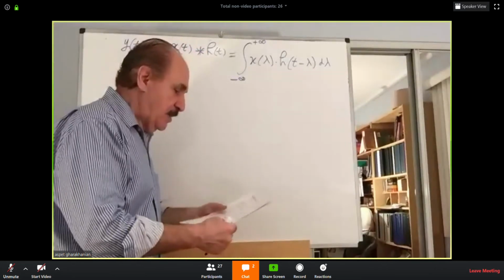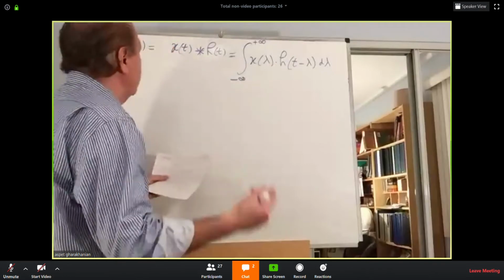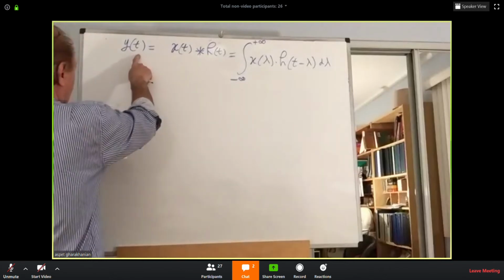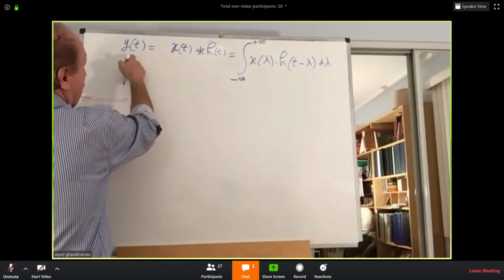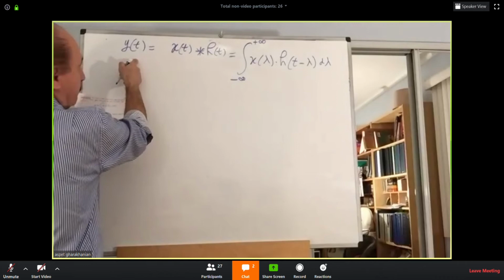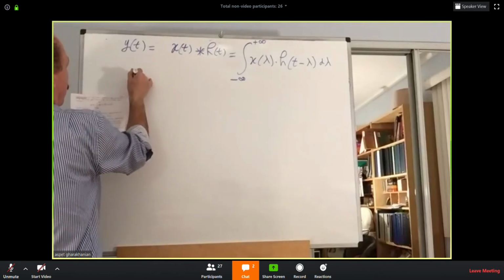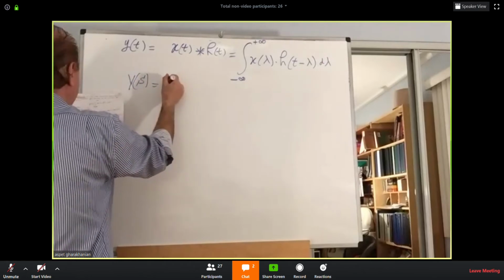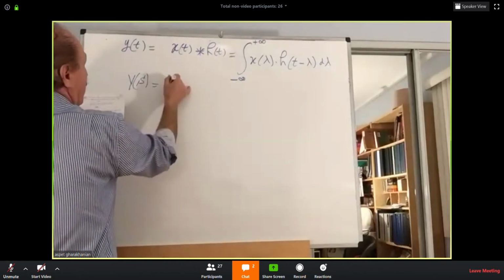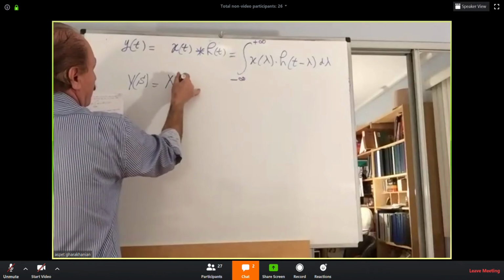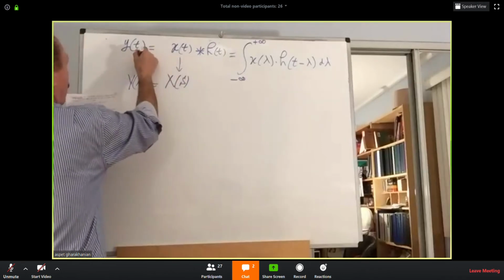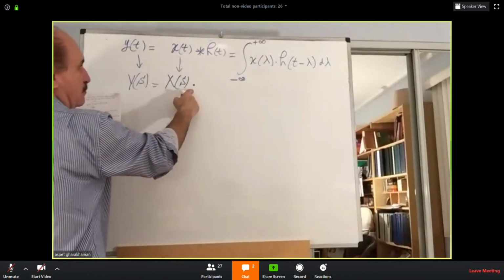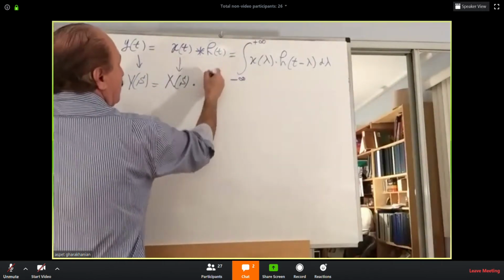Theory. There is a theory that shows, that's the Laplace tool, that the Laplace of this convolution outcome is equal to, straight away, Laplace of x multiplied, like times, Laplace of h.